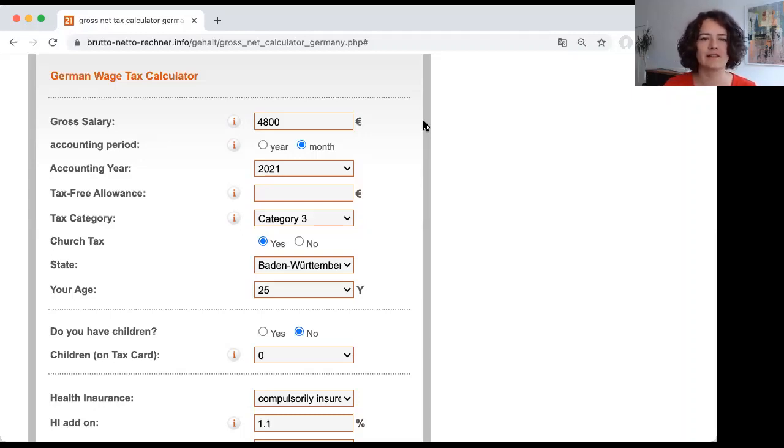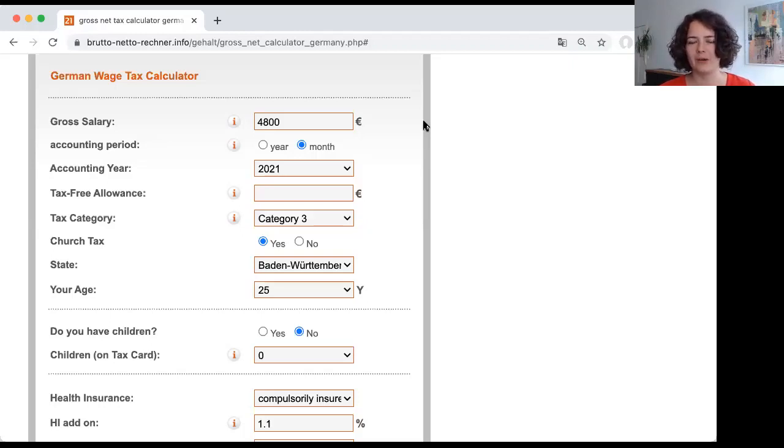Then the first thing it asks for is the accounting period, so whether it's yearly or monthly data. This varies a bit in work contracts. It's sometimes stated as annual salary, sometimes as monthly salary. If you want to learn more about how salary payment works, there's also a great video, which I'm going to link here, where I explain how you actually get your salary in Germany. It's on a monthly basis, by the way. But yeah, you can calculate with both.